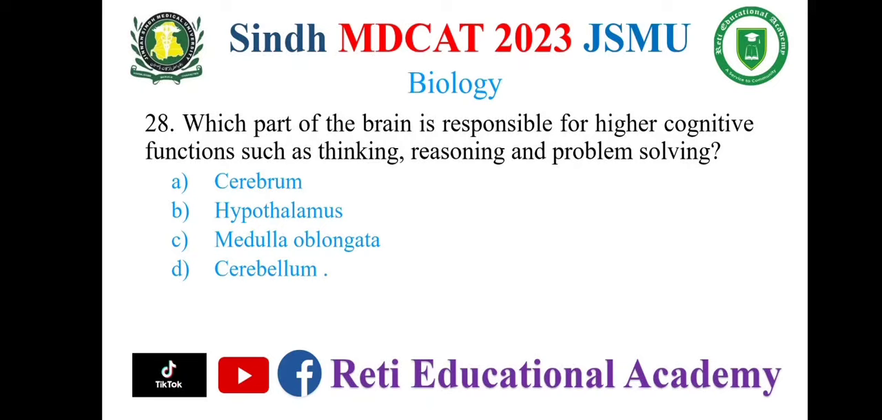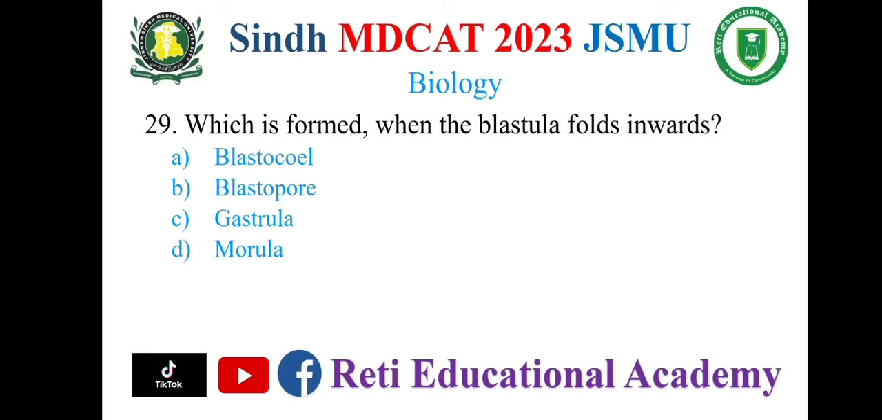Question number 28. Which part of brain is responsible for higher cognitive functions such as thinking, reasoning and problem solving? A. Cerebrum. B. Hypothalamus. C. Medulla oblongata. D. Cerebellum. And the correct option is A. Cerebrum.